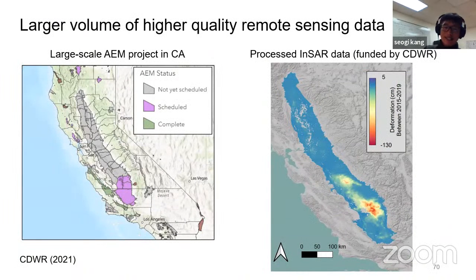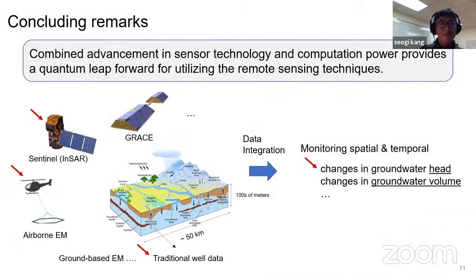And what's actually really exciting, there is a large volume of high quality remote sensing data coming. For example, large scale airborne EM data in California will basically cover the entire Central Valley of California with some resolution. And this is supported by the Department of Water Resources in California. The DWR is also providing this InSAR data every 6 months and covering the entire Central Valley. So we have a large amount of high quality remote sensing data.